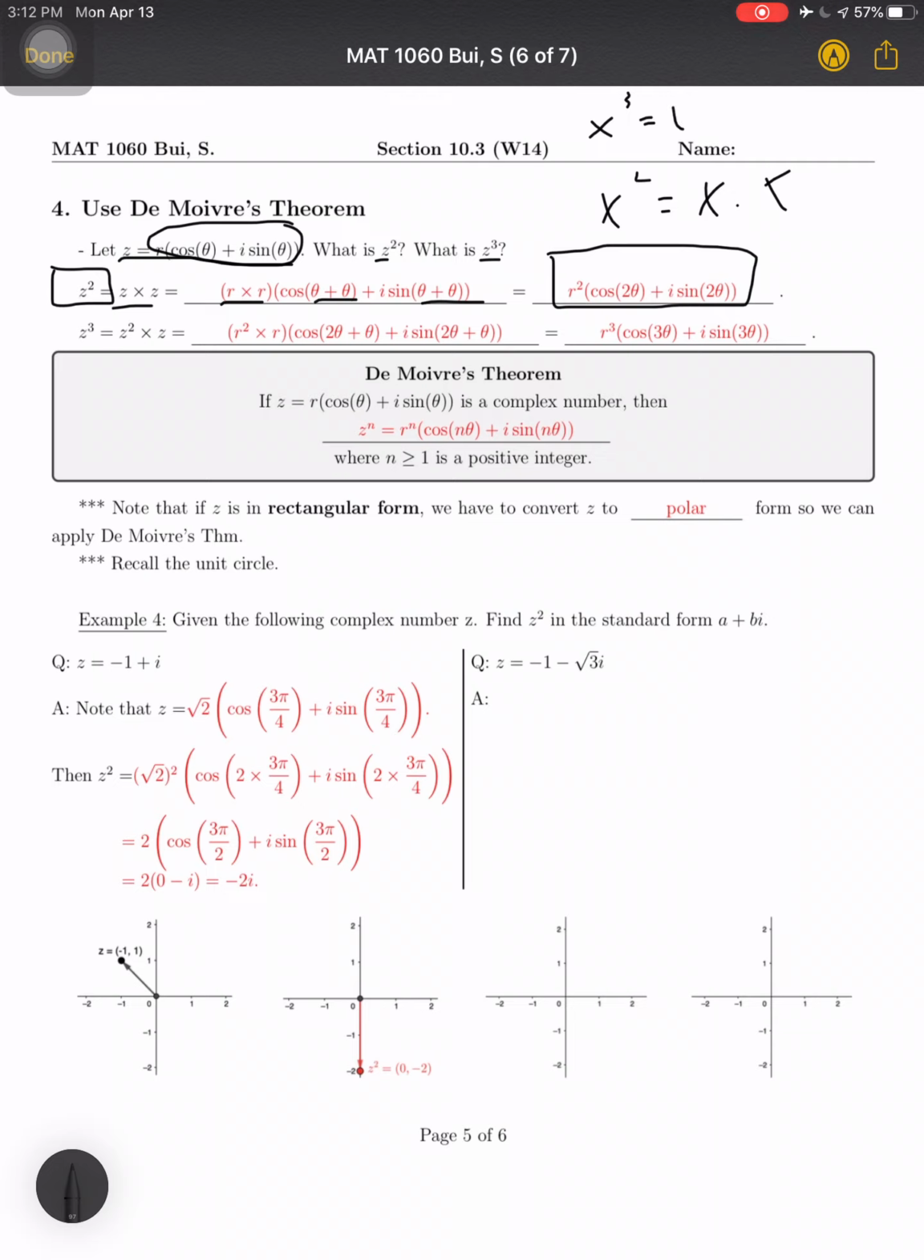For z cubed in here, we could have started with z times z times z, but since we only know how to combine two vectors from the last time, let's do z times z squared or z squared times z. It doesn't matter which way you want to go about it. So let's stick with z cubed equal to z squared times z. And again, we're going to multiply the radii in here. And by the way, z squared, we already had it from here. So we're going to use this one together with the formula in here for z. We combine the two together, and then we have r squared times r. And the angle in here, we will have 2 theta plus theta.